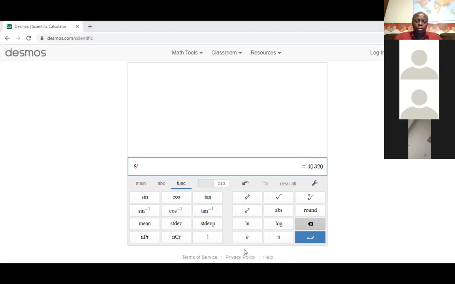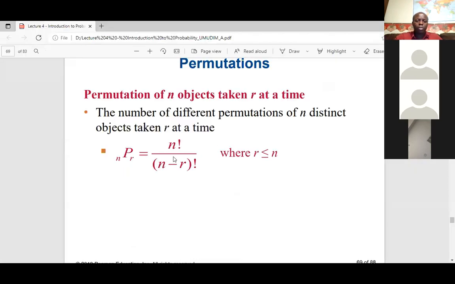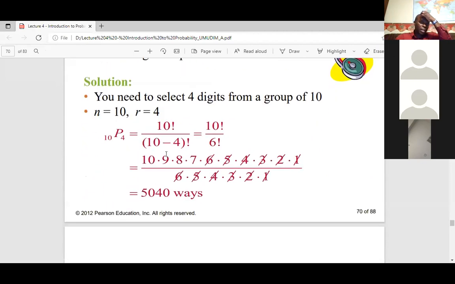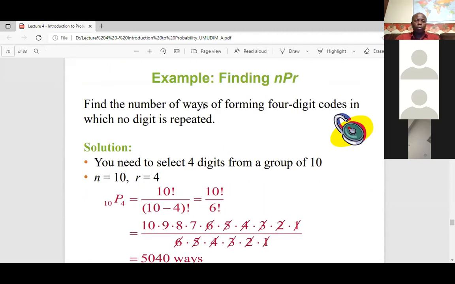Let's do an example. We have this question. So this is the formula right here, n factorial over n minus r factorial. So let's do it with the calculator. It says here, find the number of ways of forming 4-digit codes in which no digit is repeated.